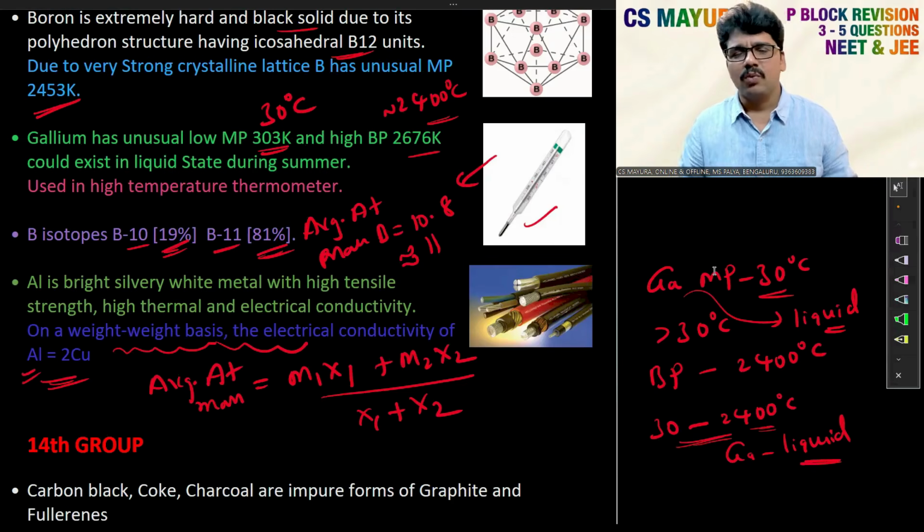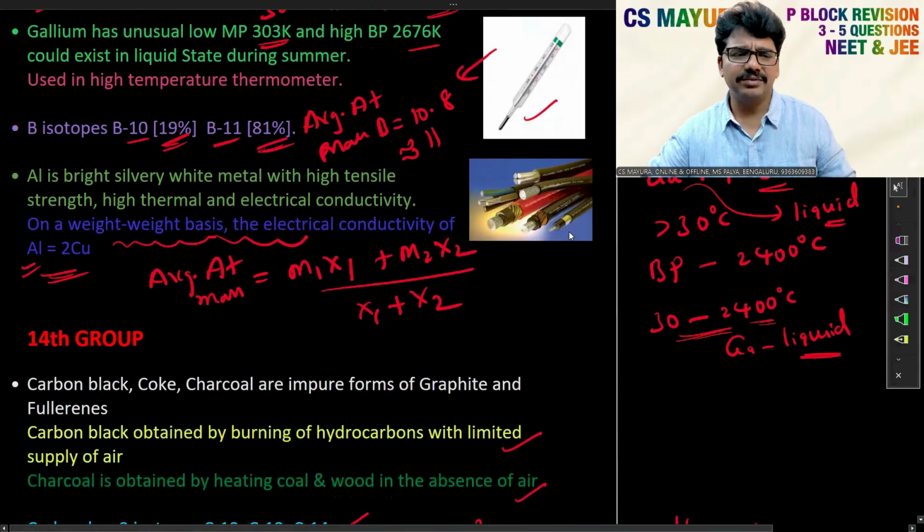So one point is what? Gallium is a summer liquid. Another point is what? It is used in high temperature thermometers. Next, aluminum is a bright silvery white metal and it has high tensile strength.